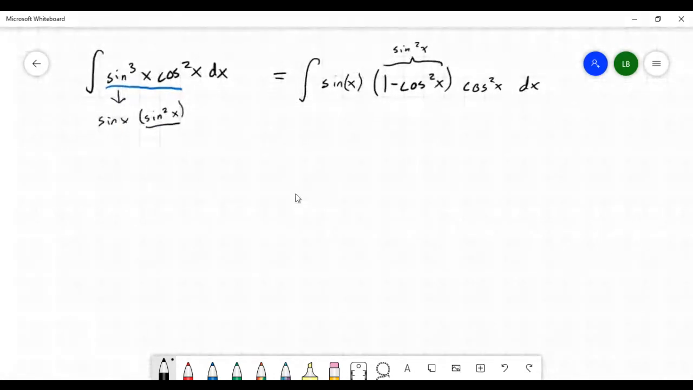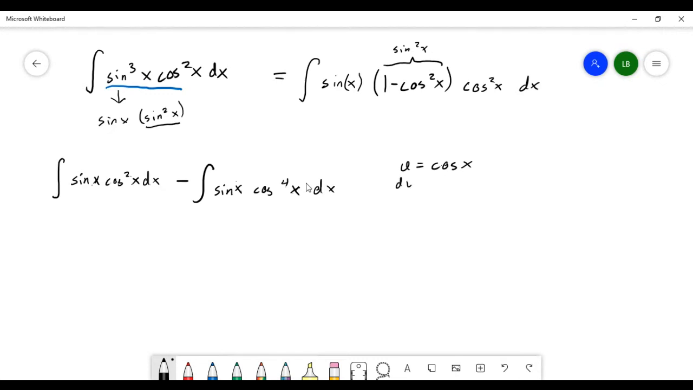And from here, we just need to continue to simplify. So we have the integral of sine x cosine squared x dx, minus the integral of sine x times cosine squared x times cosine squared x, so that's sine x cosine to the fourth x dx. In both of these cases, we can let u equal cosine of x. So then du is negative sine of x dx. And then this would become negative the integral.